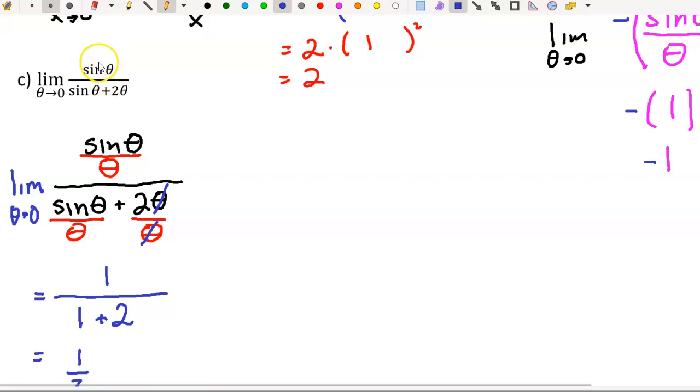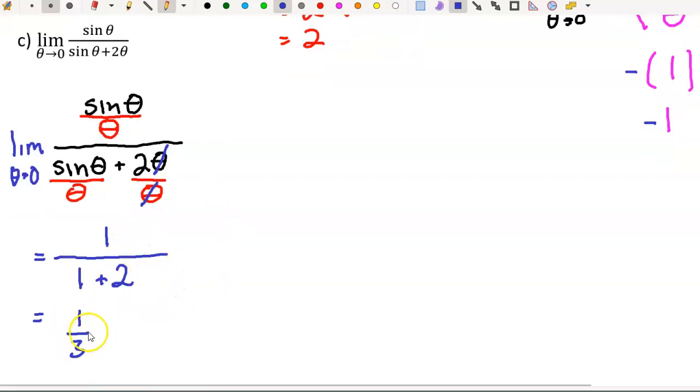So it's a nice little trick if you can recognize it. Would you be better off just dividing everything by a single number or variable or angle theta? And if that gives you what you're looking for, then perfect.